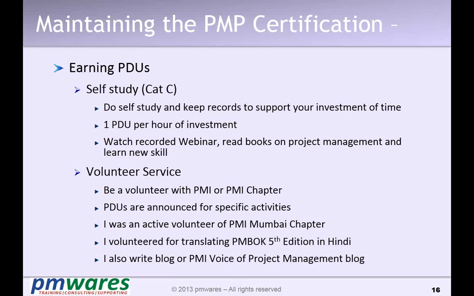You can give volunteer service to PMI, PMI chapters, or a specific interest group, SIG. If you are volunteering to PMI or PMI chapters, normally they will tell you how many PDUs there are for this activity. So you can log that many PDUs for that activity. I keep volunteering. I did volunteering for translating the PMBOK edition into Hindi. I got 20 PDUs for that. Because I keep doing voluntary work, I really never bother about PDUs. In fact, I do not report several PDUs because my count is already over.